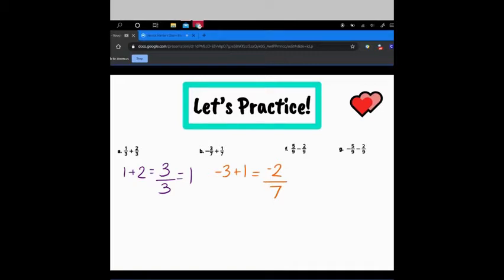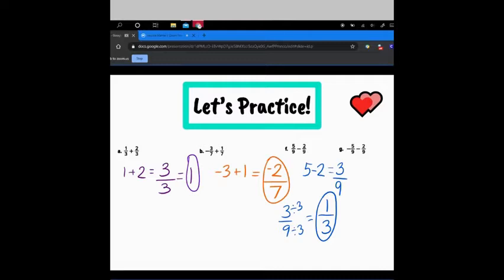Letter F, 5/9 minus 2/9. Once again, we're going to subtract the numerators. 5 minus 2, and that equals 3. Put everything over the same denominator, which is 9. So there's our answer, but we can simplify it. To simplify this fraction, we're going to divide both the top and the bottom by 3. 3 divided by 3 is 1. 9 divided by 3 is 3. So the answer for letter F is 1/3.